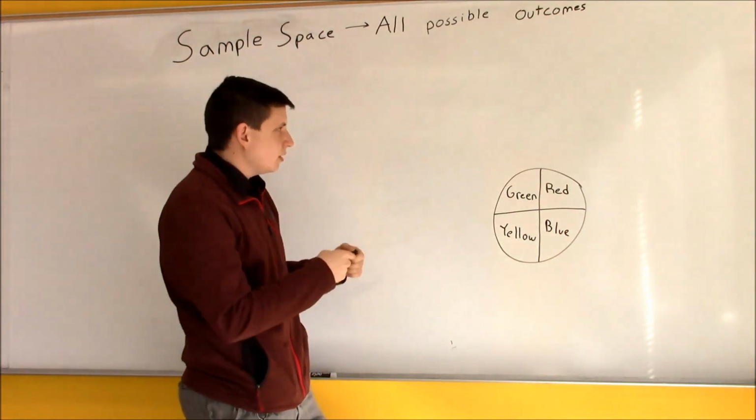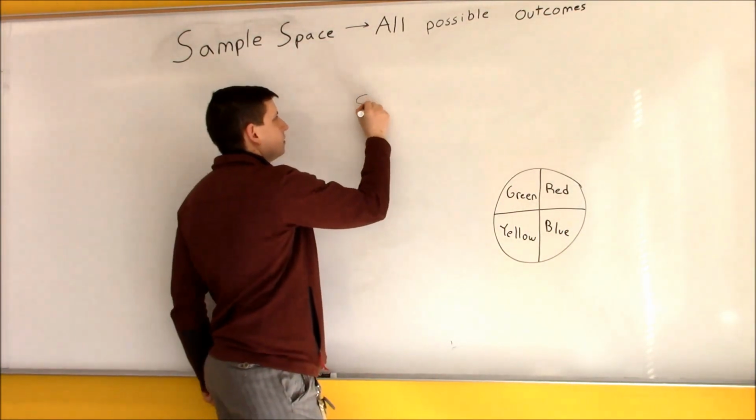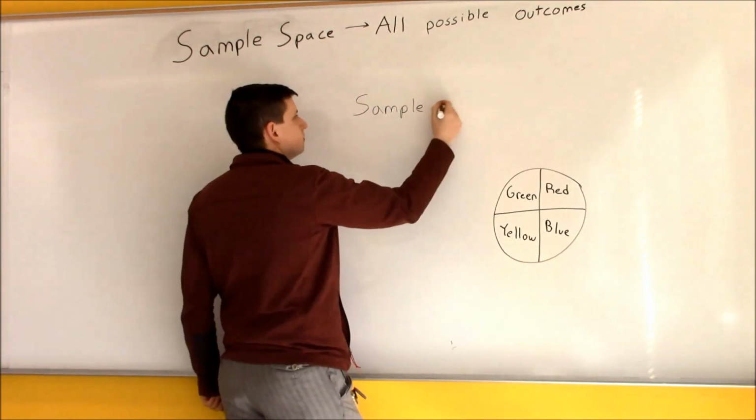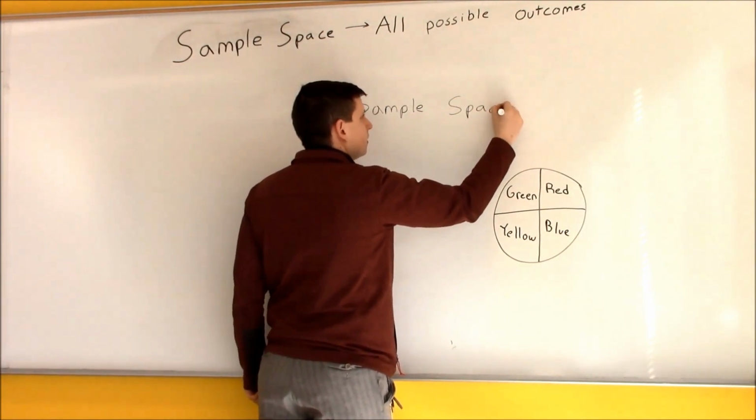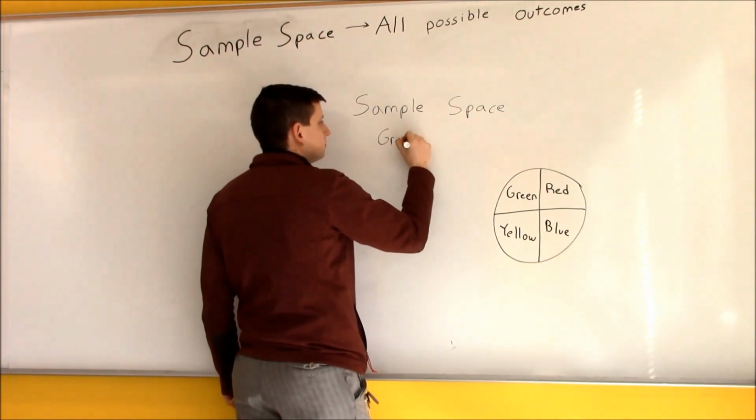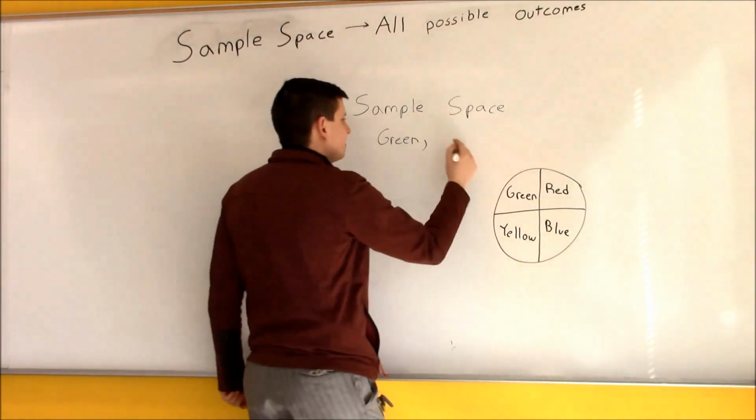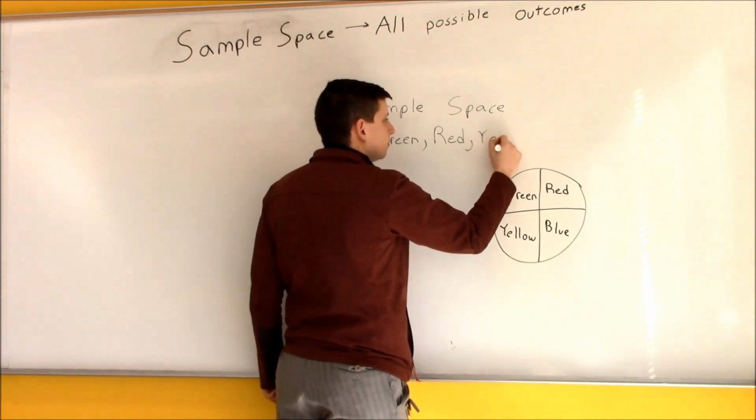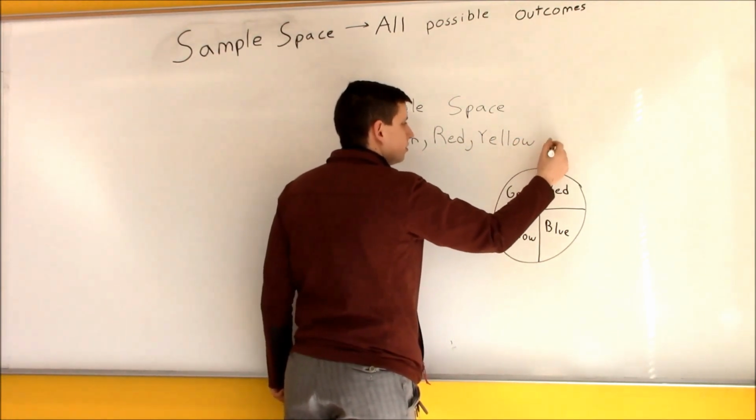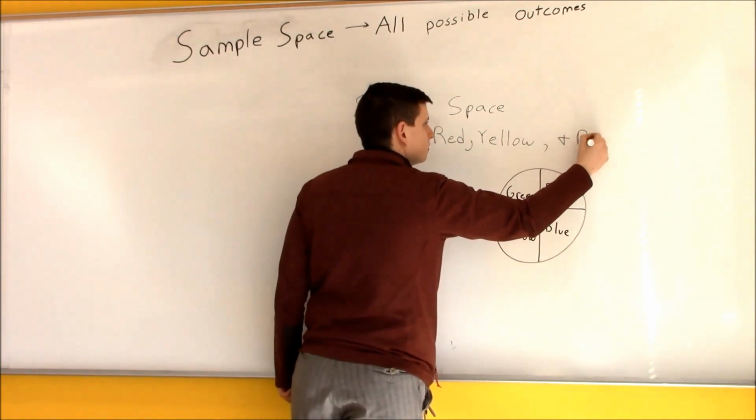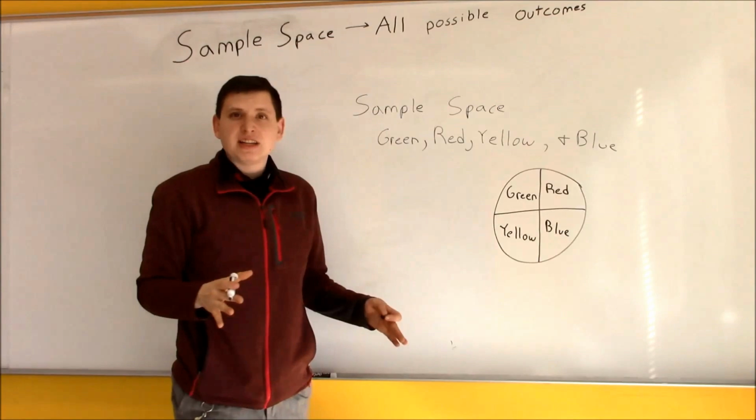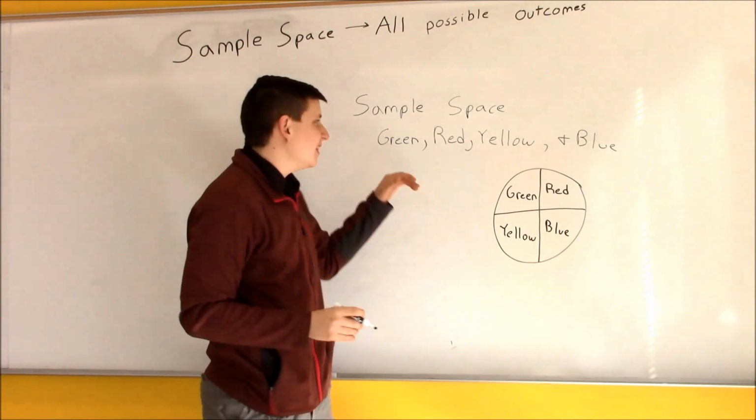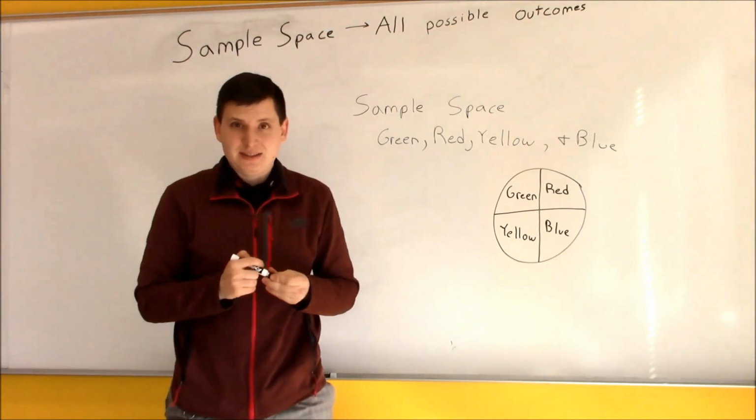So as I'm looking at this spinner, I know that the sample space would be green, red, yellow, and blue. So when I'm listing my sample space, I put all of the possible outcomes, which are these 4 outcomes. So whenever I spin the spinner, it needs to land on one of these. There's not a possible outcome that is not listed in our sample space.